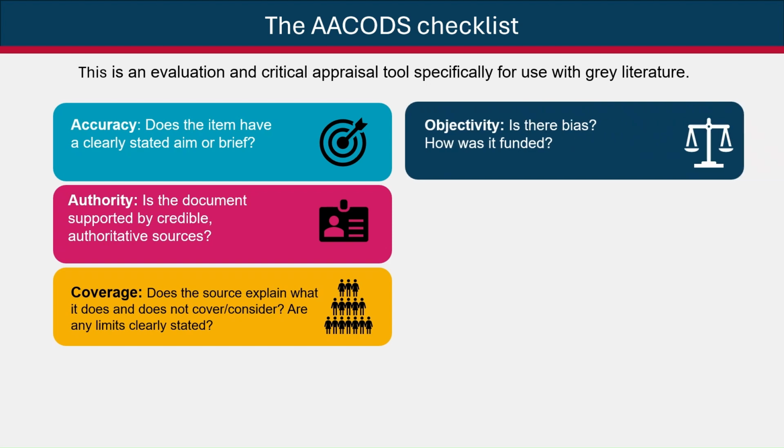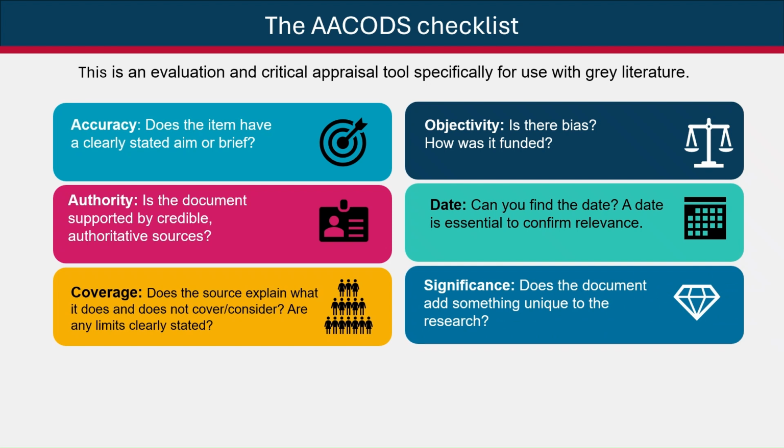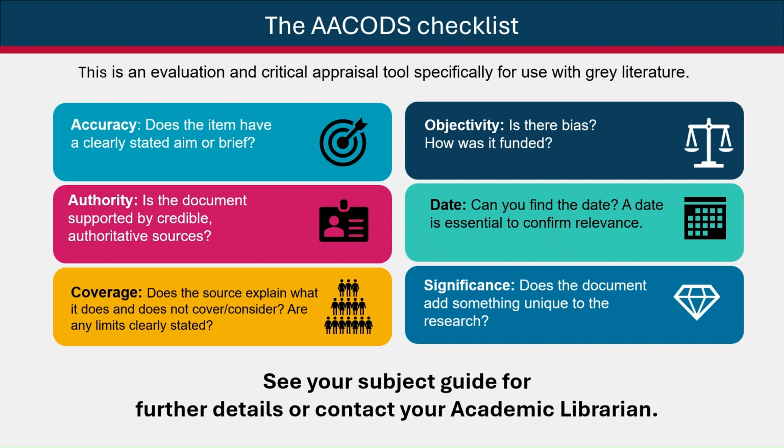Objectivity. Is there any bias? How was it funded? Date. Can you find the date? A date is essential to confirm relevance. And significance. Does the document add something unique to the research? See your subject guide or your librarian for further details.